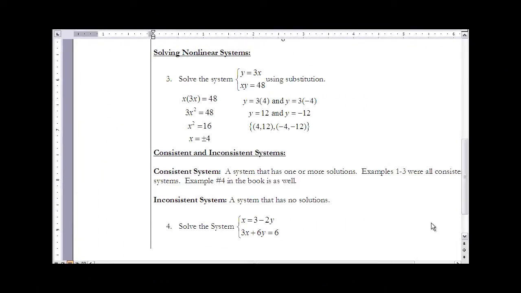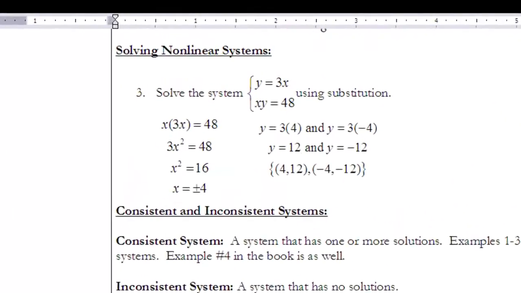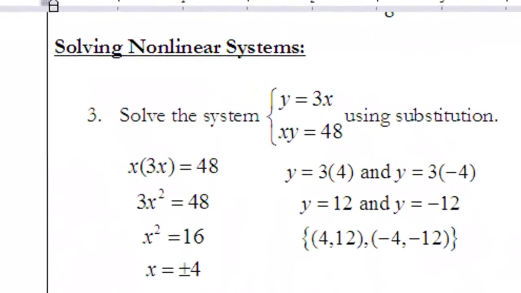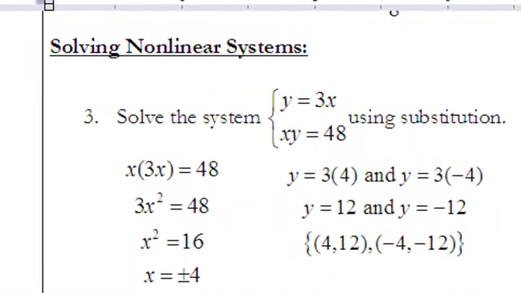Okay, another situation where we can use substitution to solve systems is in nonlinear systems. So it doesn't always have to be two lines when we're using substitution. This is a perfect example of the type of problem where we could use substitution. We have the system y equals 3x and xy equals 48.